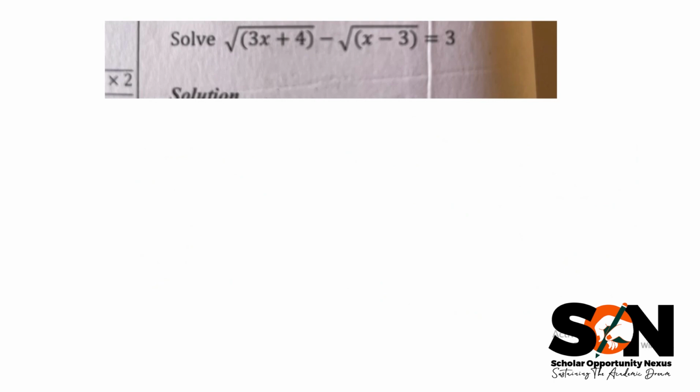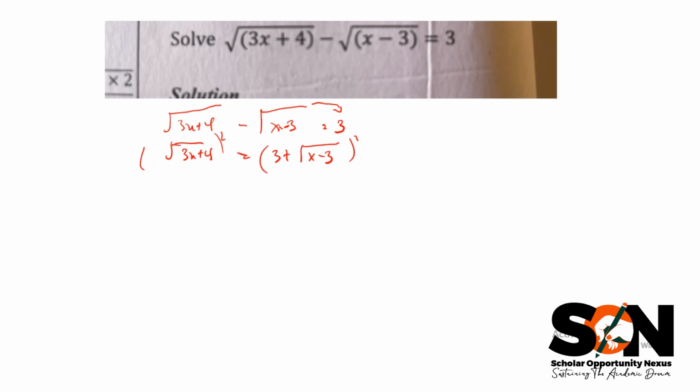This is kind of blurry, but we are asked to solve this. So we have to solve this square root, so let me write: square root of 3x plus 4 minus square root of x minus 3 to be equal to 3. So the first thing you want to do is to send the negative square root to the other side. So you have square root of 3x plus 4 to be equal to 3 plus square root of x minus 3. Then after that, we'll square both sides. So square this one and square this one. Then that will give us what?